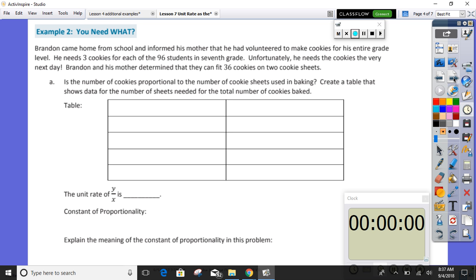Okay, we're going to go on where it says example 2. You need what? That's what I might say to my kids if this happened to me.